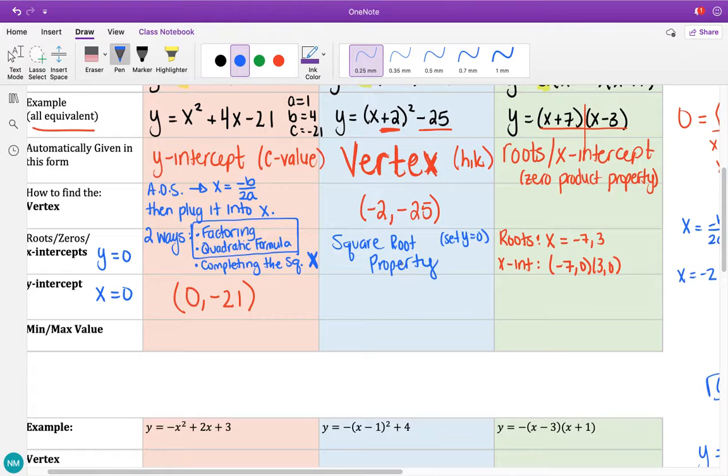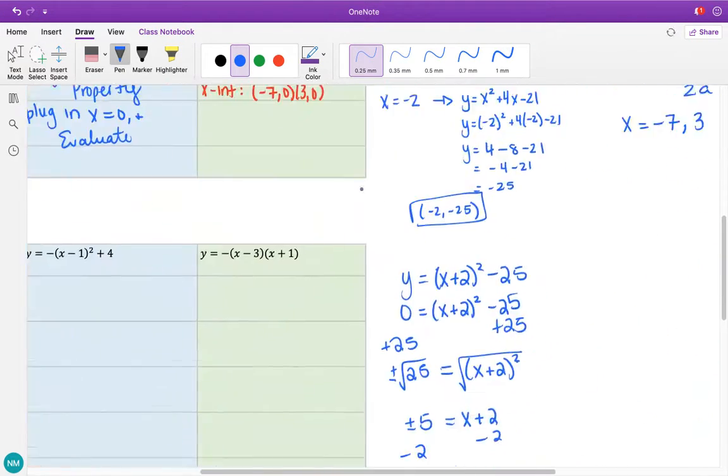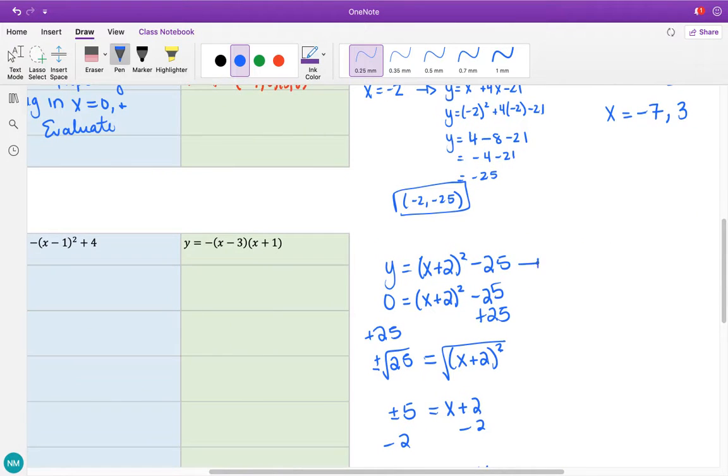And then in vertex form, how do we find the y-intercept? You just plug in x equals 0 and evaluate. So what I mean by that is, again, we're at this, so you just do x equals 0. So I get y equals 0 plus 2 squared minus 25.